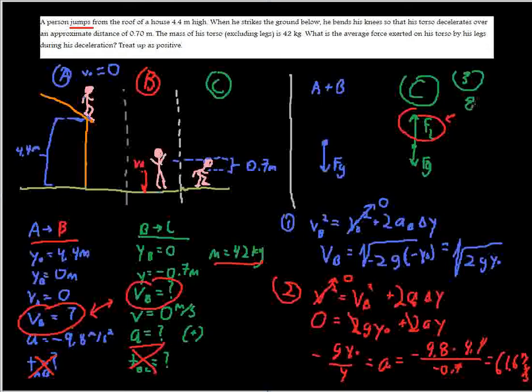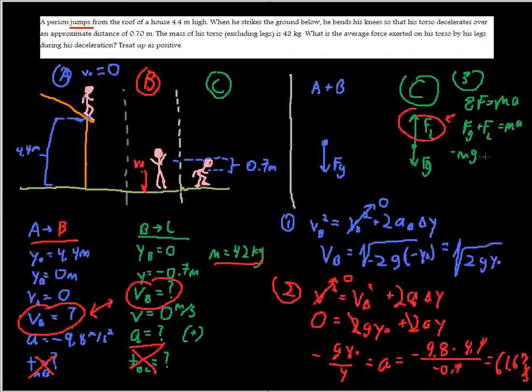I'm going to do a sum of forces equals m times a. And this is actually the easiest part. I have 2 forces acting on the guy. I have the force of gravity. I have the force from the legs. And that's equal to m times a. I know m, it's 42. I know a, it's 61.6. And the force of gravity is just minus mg.